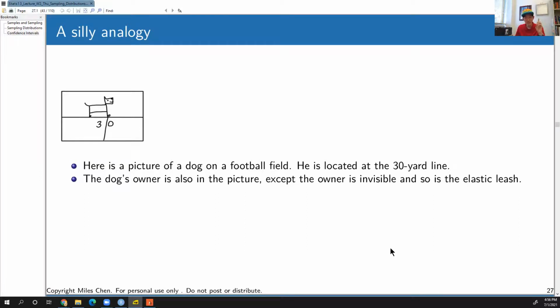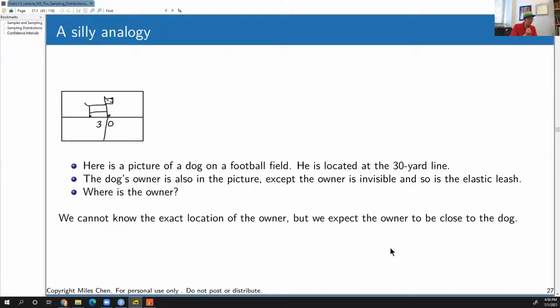And the question is, where is the owner of this dog? So we see the dog at 30, but where's the owner? We don't know. That's kind of the key. We don't know the exact location of the owner, but overall, because they're going on a walk together and there's a leash that kind of holds them together, we expect the owner to be close to the dog. That's kind of the premise. So if we see the dog at the 30, we expect the owner to be close by.